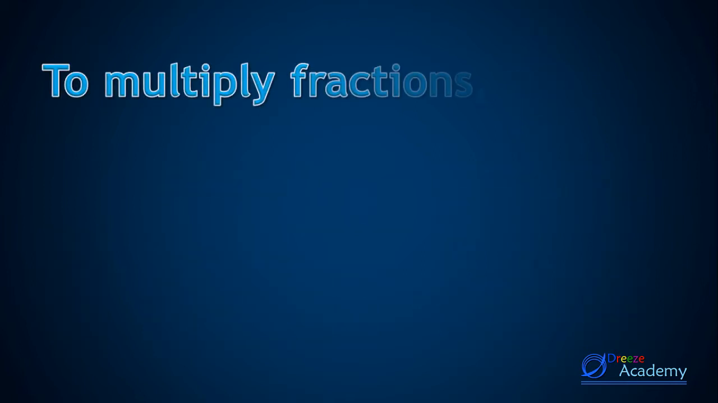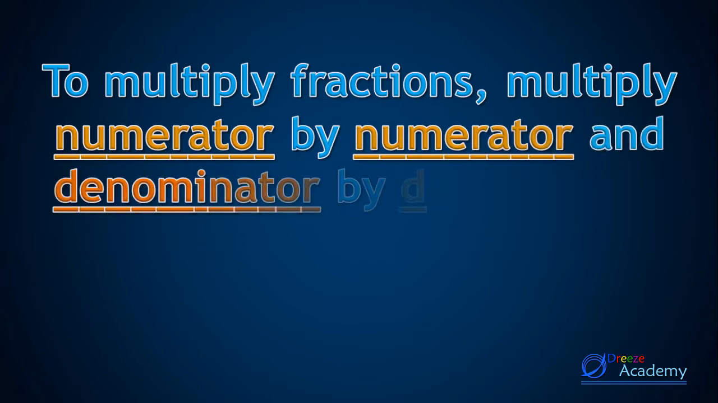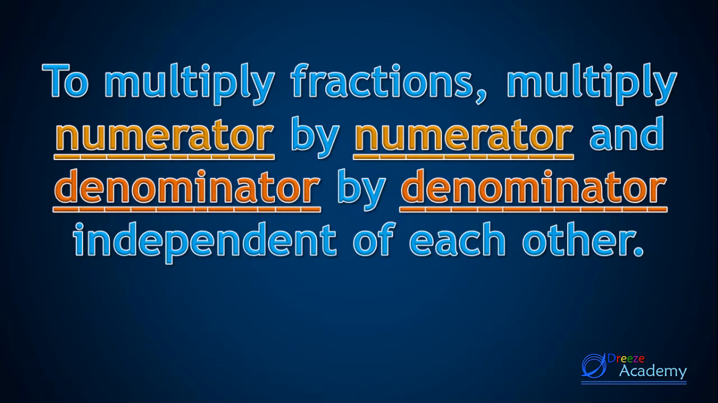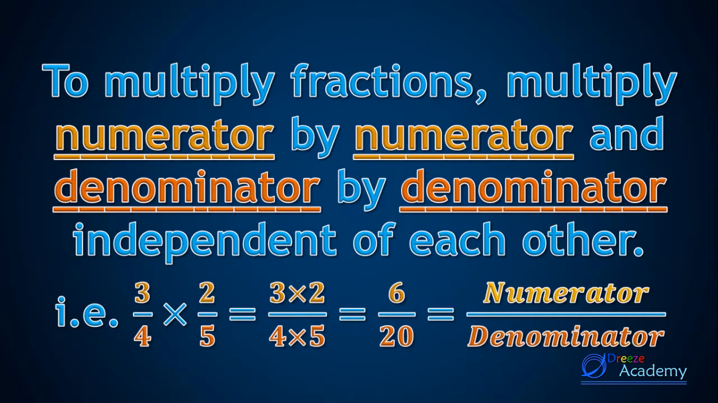To multiply fractions, multiply numerator by numerator and denominator by denominator, independent of each other. That is, 3 over 4 times 2 over 5 equals 3 times 2 over 4 times 5, which is equal to 6 over 20, and which represents numerator over denominator.